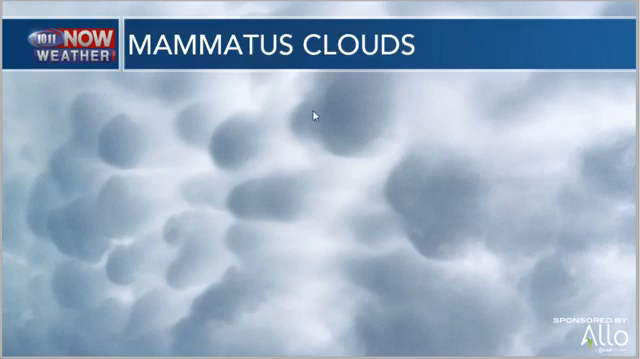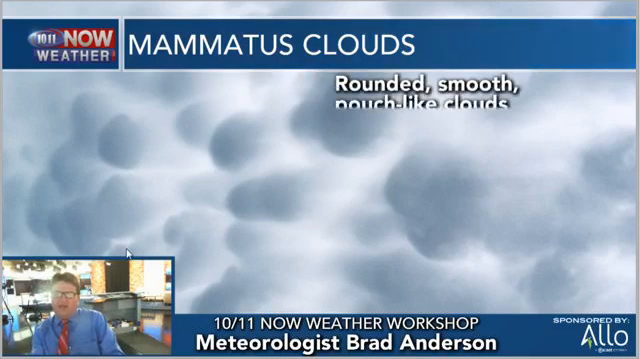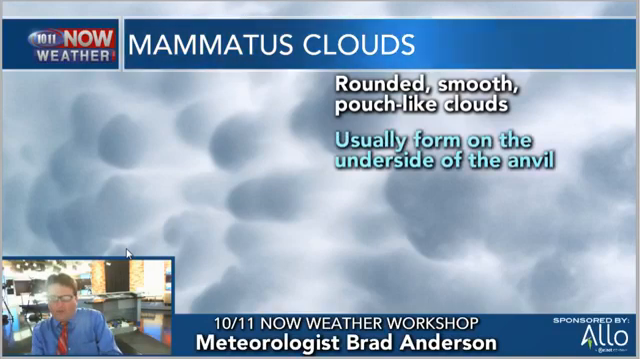All right, so mammatus clouds, this is something also we see associated with thunderstorms, typically severe thunderstorms, but not necessarily all the time. What tends to happen, sometimes especially after a storm, it can sometimes happen before as well, we see these lumpy-looking clouds, mammatus clouds, rounded, smooth, pouch-like clouds. They usually form on the underside of the anvil. Remember, we talked about that anvil. It's the one that stretches out from the top of the big thunderstorm. So sometimes it's very pouchy looking.